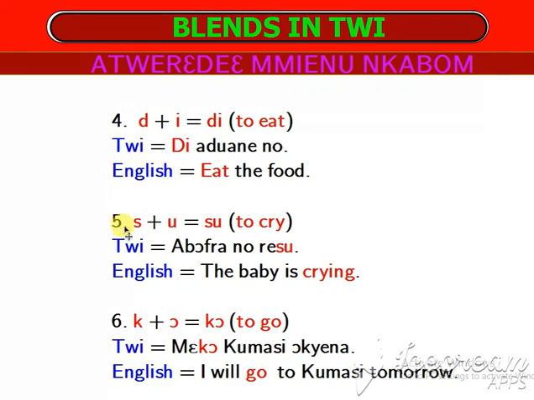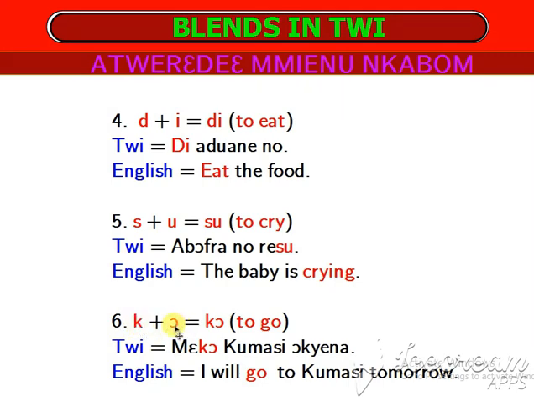Example 5. S and U. Together we have Su. Su means to cry. Now we use Su in a sentence. Abofra no su, which means the baby is crying.